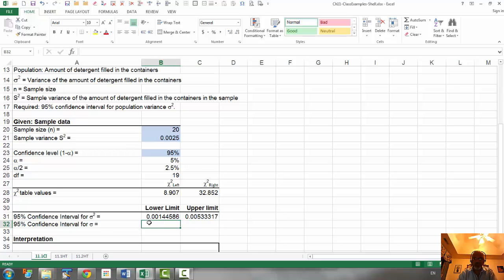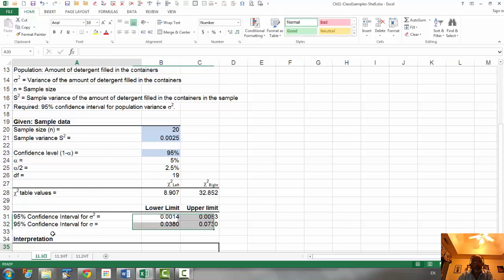We take the square root of the variance limits, and copy that to the next cell, and that will give us the lower and upper limits for standard deviation. So these are the limits.